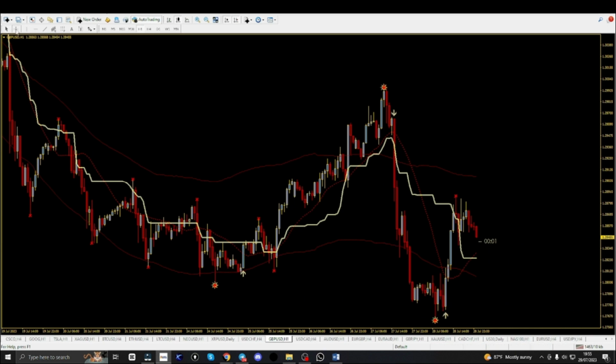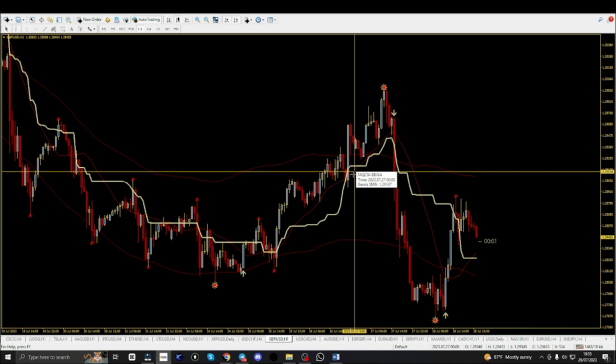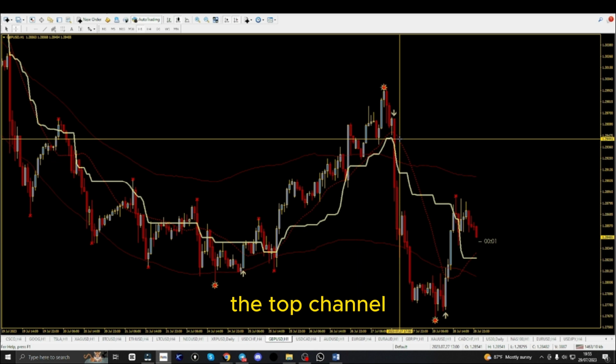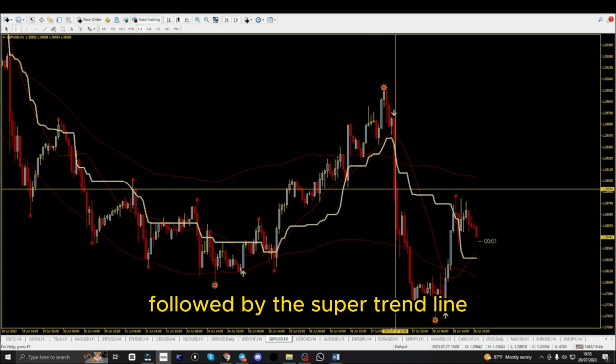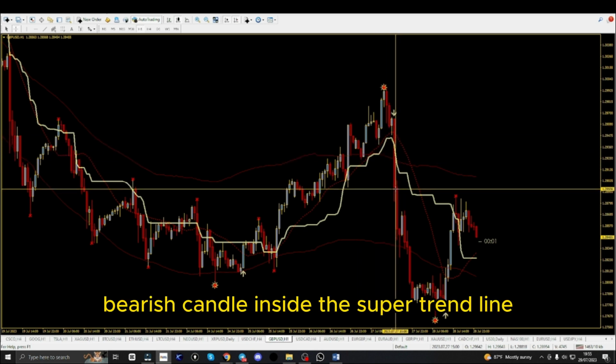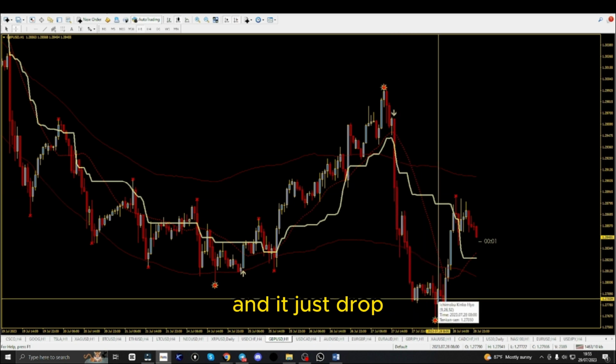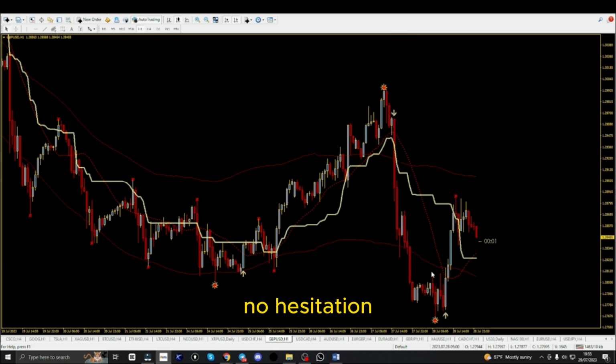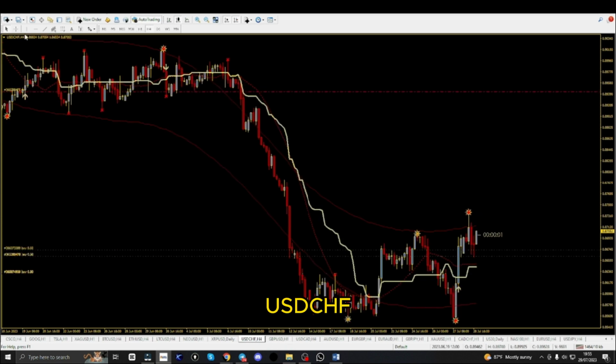Look at this one, it's beautiful. Look at this cross, the BBMA, the top channel followed by the super trend line. Bearish candle is inside the super trend line, and then you just drop. All right, without hesitation. Let's move to, oh, look, this one is USD CHF.